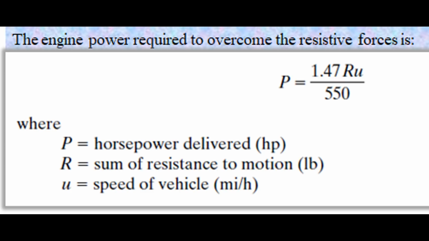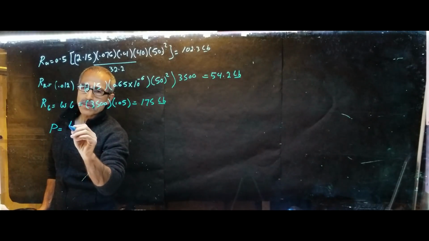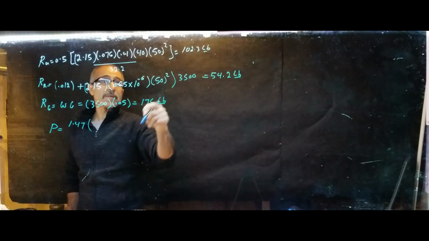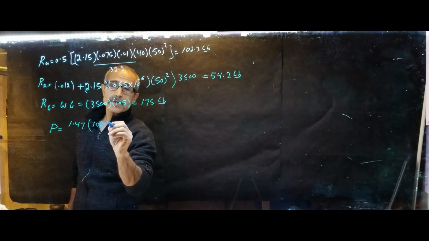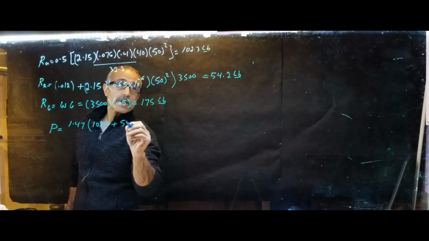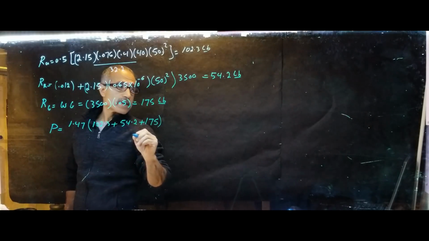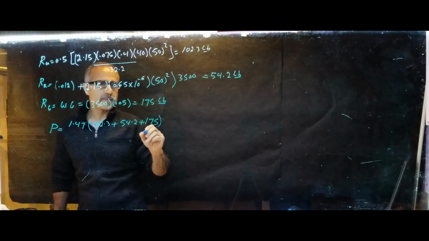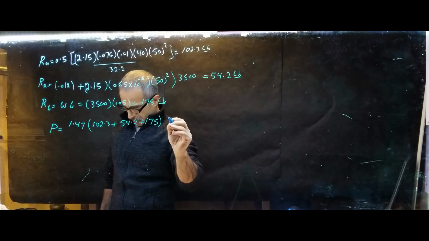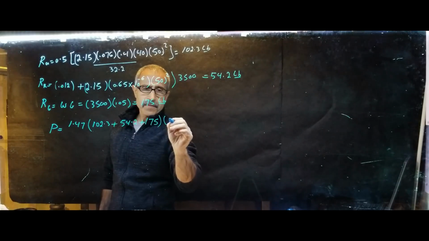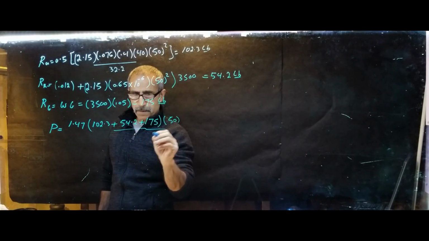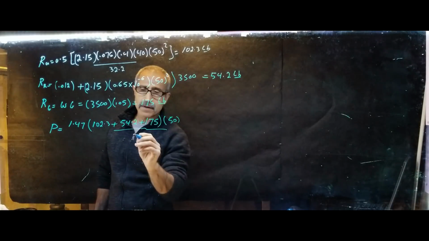If you look at the screen, the power is 1.47 summing all the resistance forces and multiplying by the speed. So P is equal to 1.47 multiplied by all these combined, which will be 102.3 plus 54.2 plus 175. Then times the speed, which was 50, and divide the whole thing by 550.